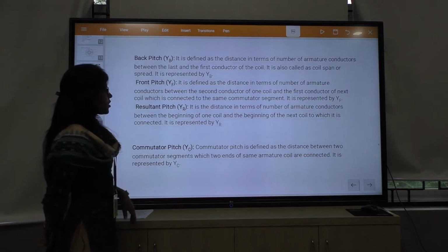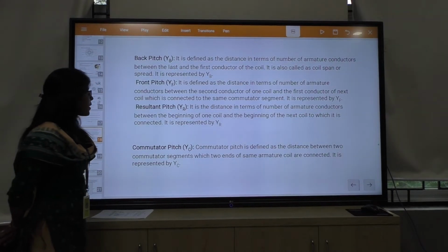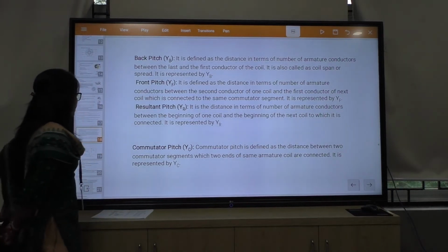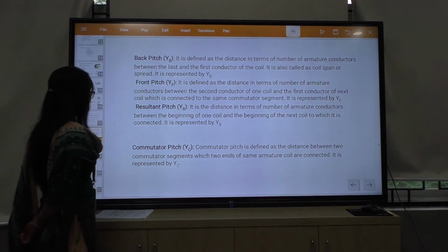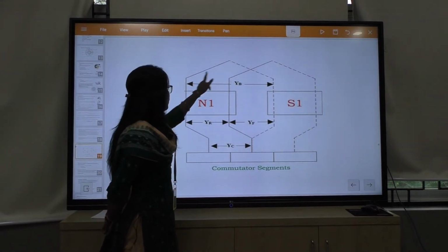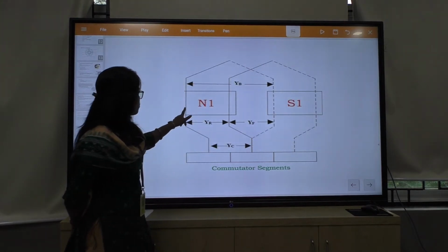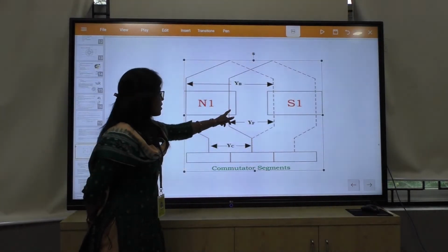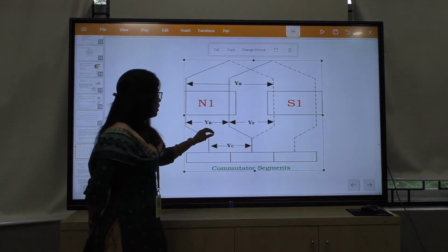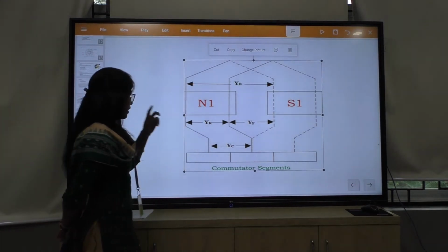Next, resultant pitch. Resultant pitch is the number of armature conductors between the beginning of one coil and the beginning of the next coil, and it is denoted by R. So, this is one coil, this is another coil. The beginning of one coil is this one and the beginning of another coil is this one. So, the distance between the beginning of one coil and the beginning of the next coil is called resultant pitch. This is resultant pitch, denoted as YR.